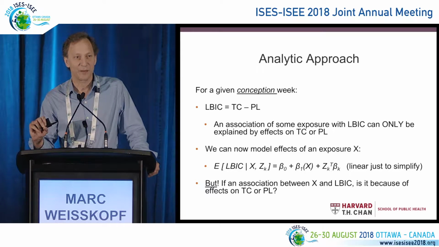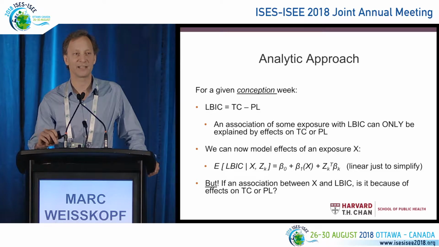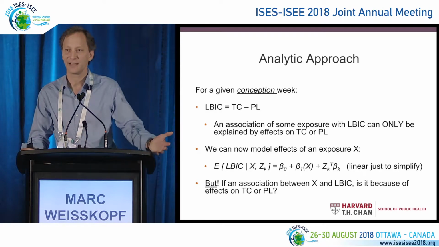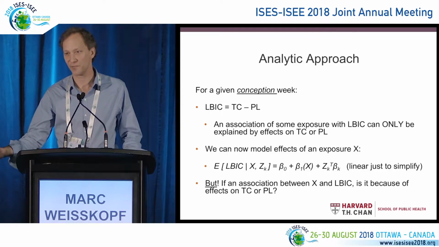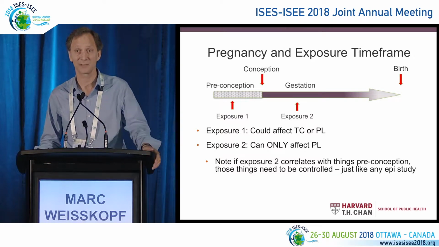We're still left with one problem now, which is that if you do see an effect of some exposure X on these live birth identified conceptions, how do you know whether it's affecting actually the chance of conceiving, or the number of conceptions, or the number of pregnancy losses? So for that, we can look at sort of the pregnancy timeline and exposure timeline, right?